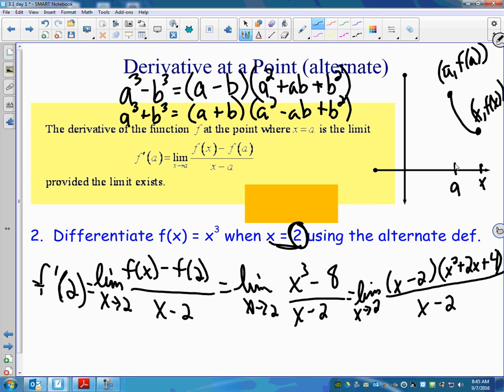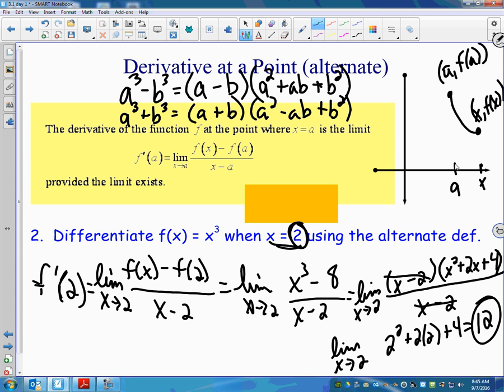So if you can factor that, then we can cross out those x minus 2's. So now remember, we're not doing h go to 0 now. There's no h in this problem. We're just going to plug 2 in for x now that we crossed that out. So the limit as x approaches 2, I just get 2 squared plus 2 times 2 plus 4. 4 plus 4 plus 4? Get a slope of 12.